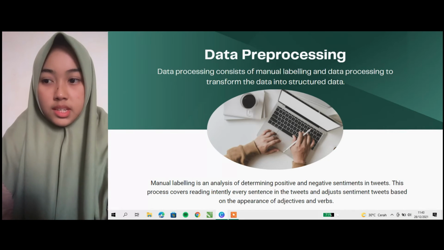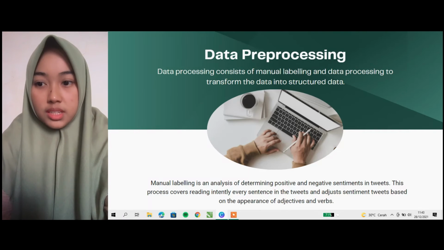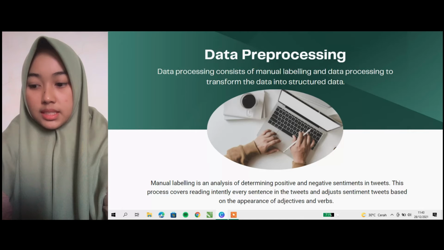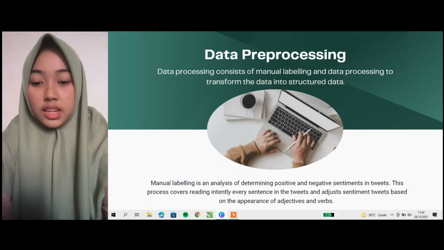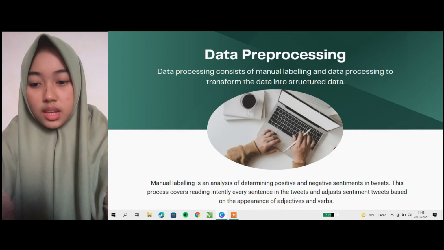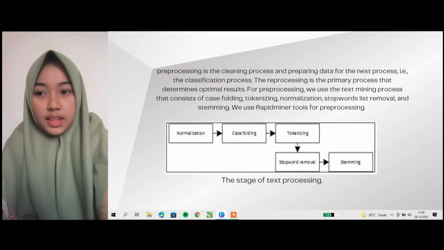Data preprocessing consists of manual labeling and data preprocessing to transform the data into structured data. Manual labeling is an analysis of determining positive and negative sentiments in tweets. This process covers reading intently every sentence in the tweets and adjusting the tweet sentiment based on the appearance of adjectives and verbs. Preprocessing is the cleaning process and preparing data for the next process.